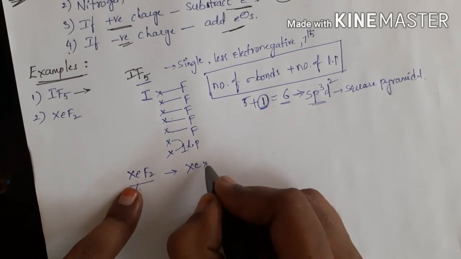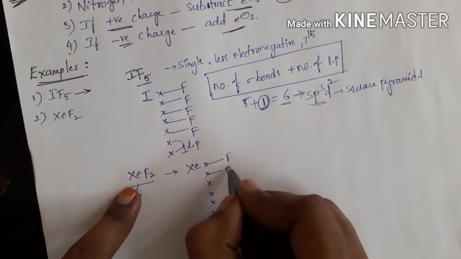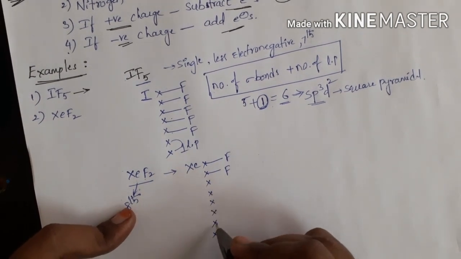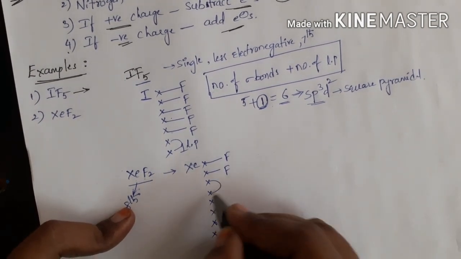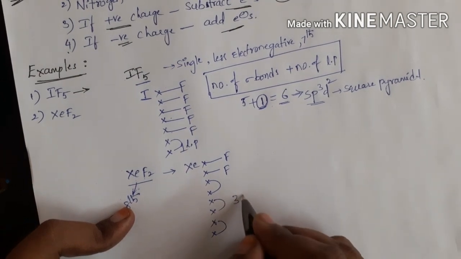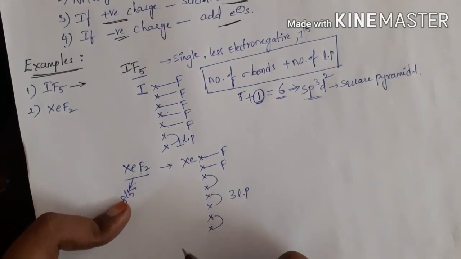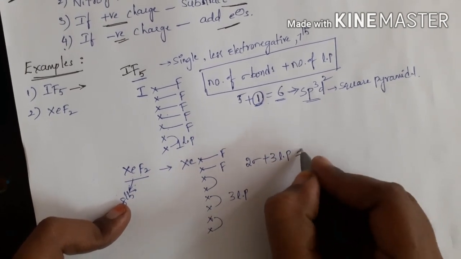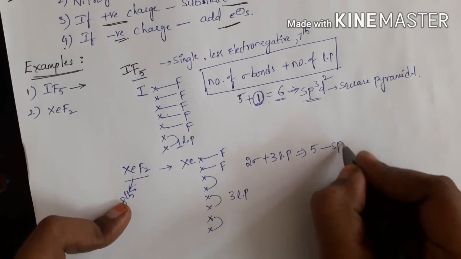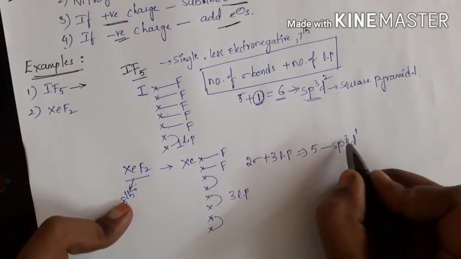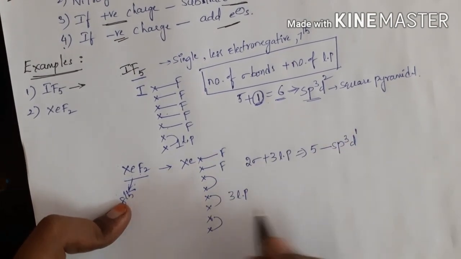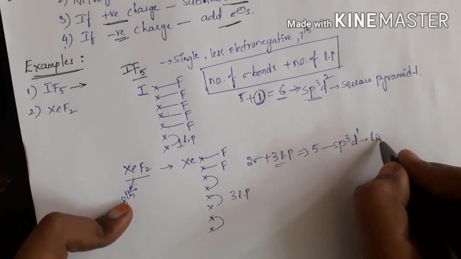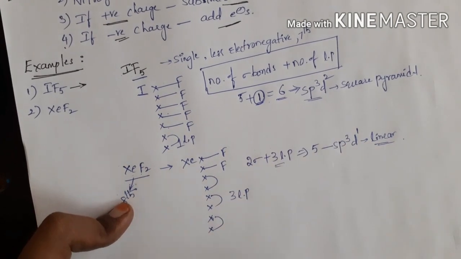Put a bond with the fluorine. How many fluorines are present? 2 bonds. 2 fluorines, 2 sigma bonds. So 1, 2, 3, 4, 5, 6 electrons are there. That is 3 lone pairs. How many lone pairs? 3 lone pairs. Apply the formula: 2 sigma bonds plus 3 lone pairs. Totally 5. 5 means sp3d hybridization. 3 plus 1, 4. 4 plus 1, 5. sp3d hybridization with 3 lone pairs. What is the structure? Linear structure.